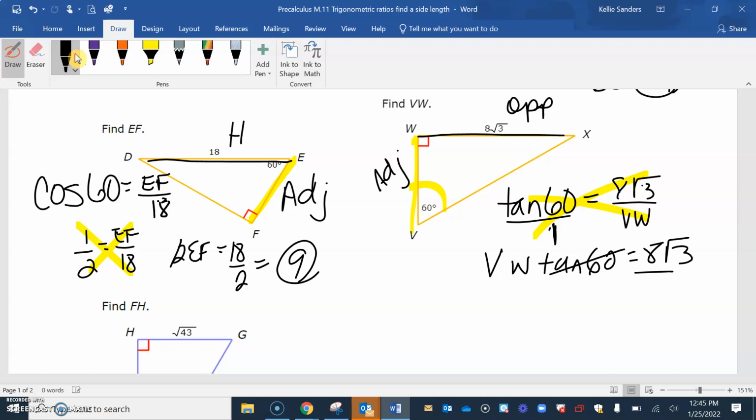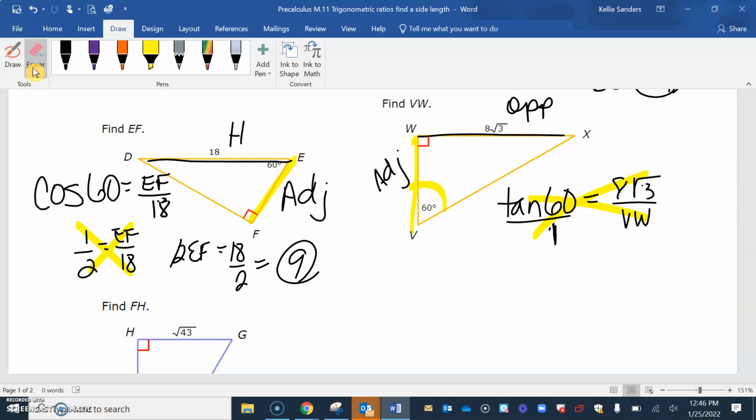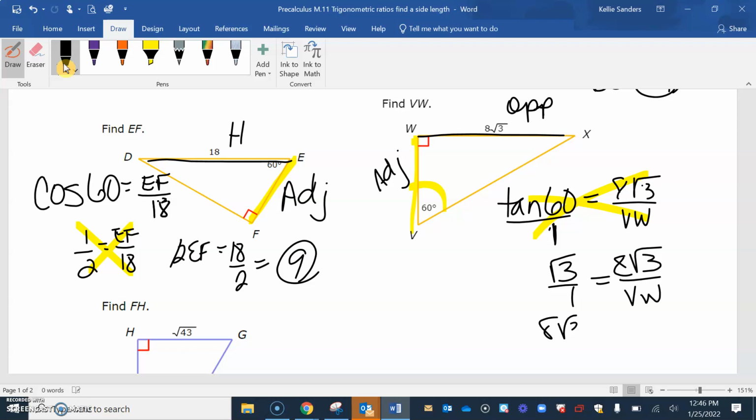Probably should have done that differently. Let's erase that. Sorry. I'm not going to cross multiply yet. What is tangent 60? Square root of 3. And I'm going to put that over 1. Now I'm going to cross multiply and get 8 square root of 3 equals square root of 3 VW. Divide by square root of 3, and since both of those are square root of 3s, those will cancel out, and we get 8.